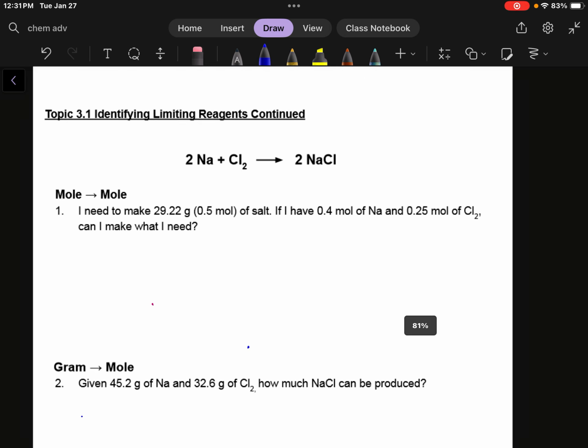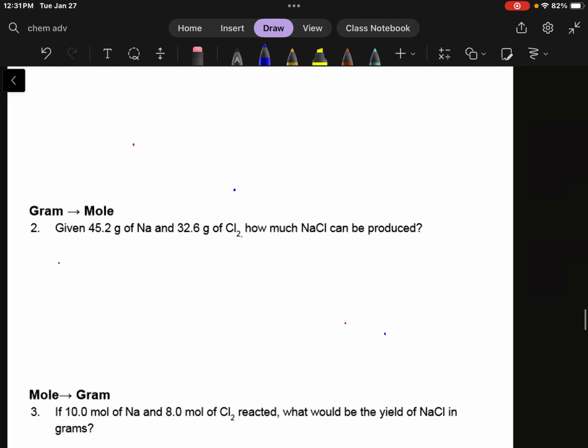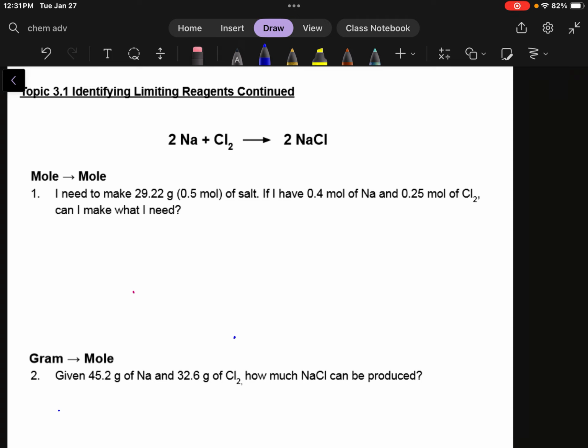Okay, now let's do an actual question. There are questions mole to mole, gram to mole, mole to gram. Remember, identifying the limiting reactant is easy by doing mole to mole, but you can go till gram or till particles. That's up to you or based on the question. So this one says moles is already given, even though gram is also given. Moles of salt. Salt is NaCl. You need to make that much.